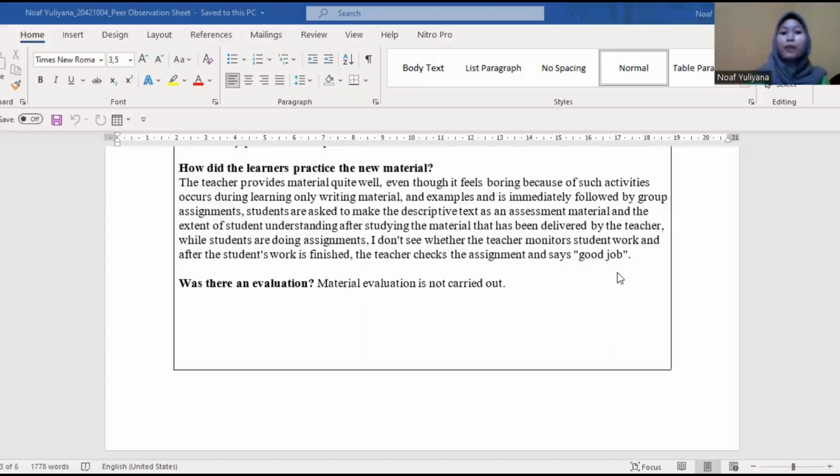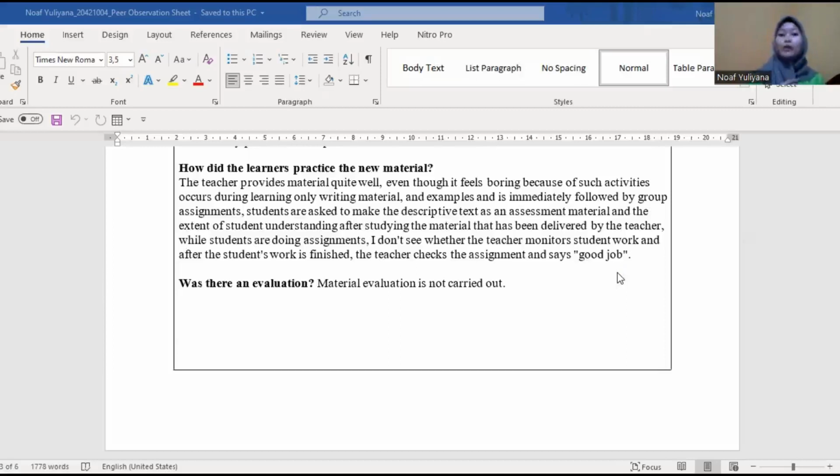The teacher provides material quite well, even though it feels boring because such activities occur during learning, only writing material. An example is immediately followed by a group assignment. Students are asked to make a descriptive text as an assessment material, and to show the extent of student understanding after studying the material that has been delivered by the teacher.